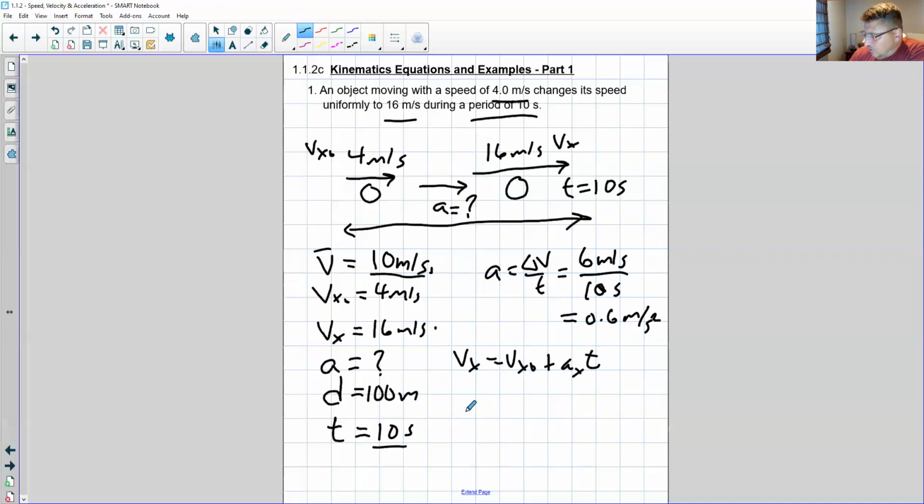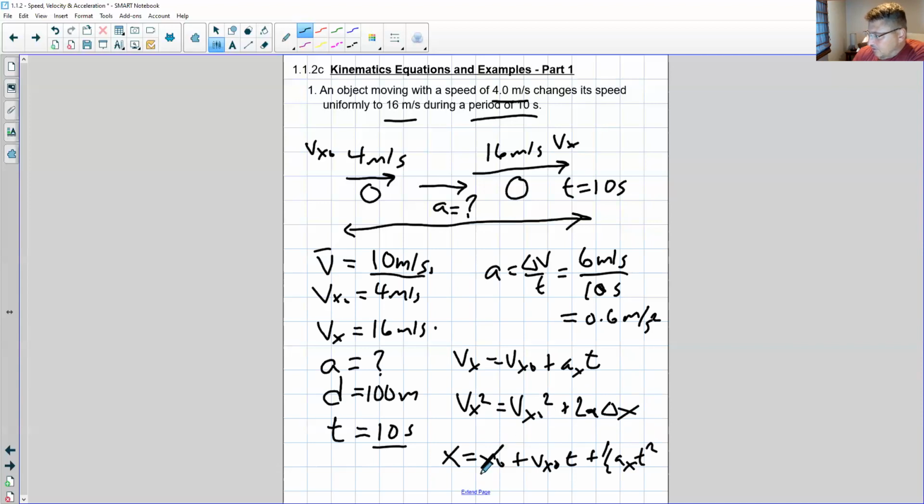I could also use the timeless equation: Vx squared equals Vx naught squared plus 2a delta x. Now again, d, the distance, would stand in for delta x here. And I could also use the position function, x equals x naught plus Vx naught t plus 1/2 ax t squared.